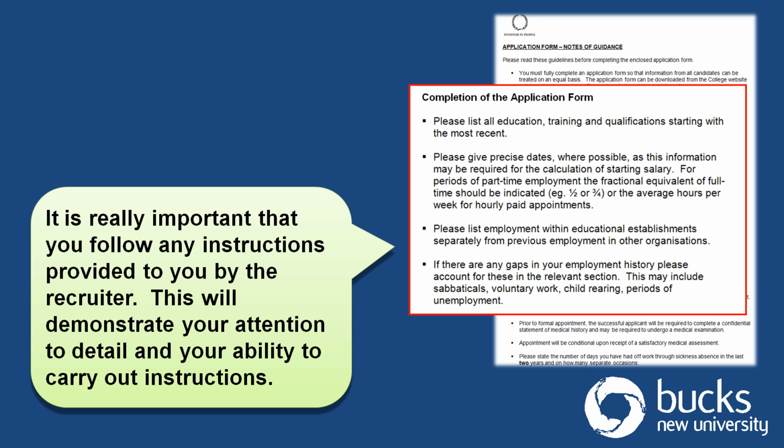For periods of part-time employment, the fractional equivalent of full-time should be indicated, e.g. half or 3/4, or the average hours per week for hourly paid appointments. Please list employment within educational establishments separately from previous employments in other organisations. If there are any gaps in your employment history, please account for these in the relevant section. This may include sabbaticals, voluntary work, child rearing, periods of unemployment.